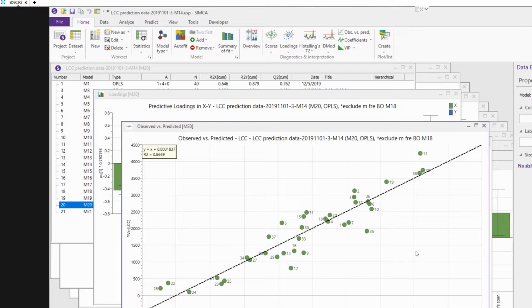So basically, your aim is that you want to be able to describe an equation that you can plug x variables into, and then have the y. So I don't know if you can do that outside of SIMCA.